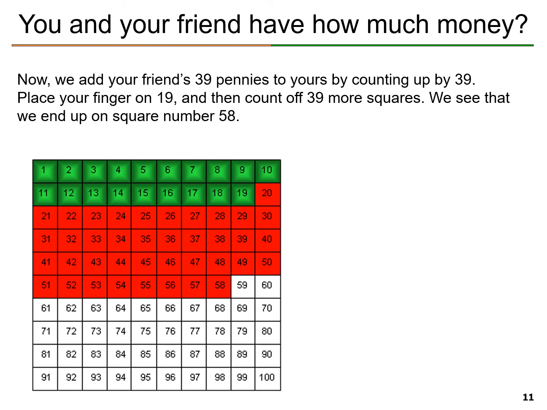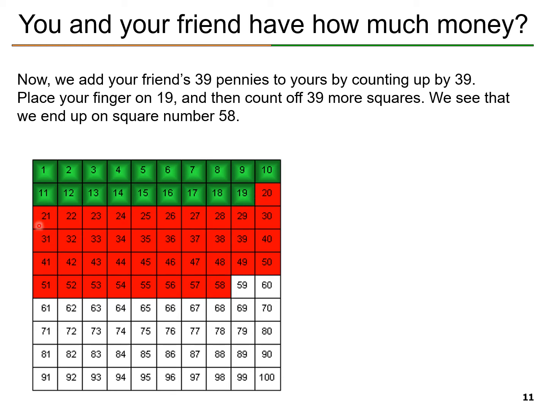Now, we're going to add your friend's 39 pennies to your pennies by counting up from 19. So go ahead and place your finger on 19 because you have a total of 19 cents. Then count off 39 more squares. Remember, each square is 1 penny, so we're going to be counting off 39 more pennies.